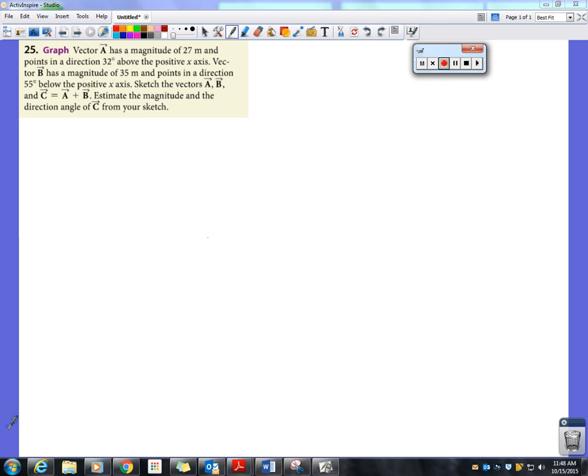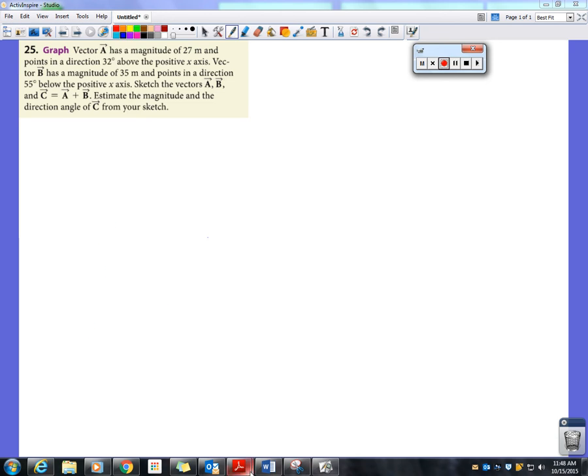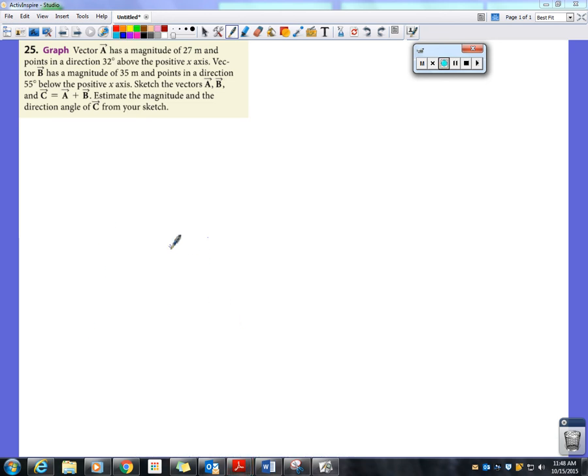So in problem 25 here, the vector A has a magnitude of 27 meters and points in a direction 32 degrees above the positive x-axis. So positive x-axis, that's a little bit different way to refer to a direction. That's kind of like saying northeast, for what we're used to. So let's make an imaginary little compass here to start our problem with: north, east, south, west. No big problem. So when it says the positive x-axis, you think, okay, this part.